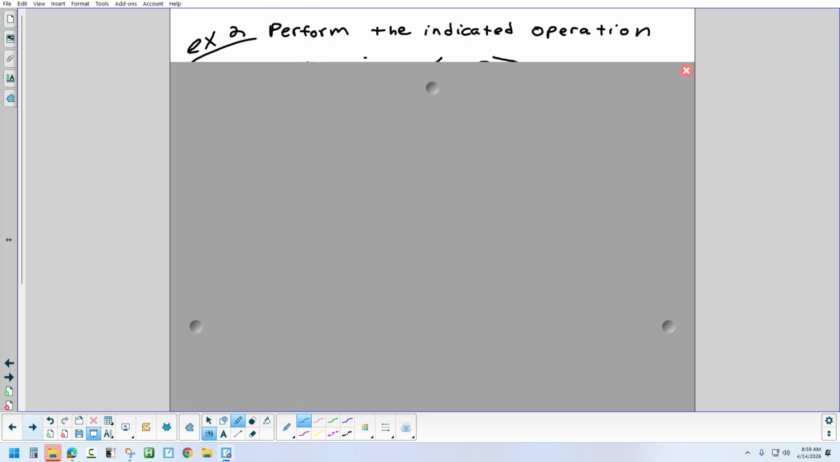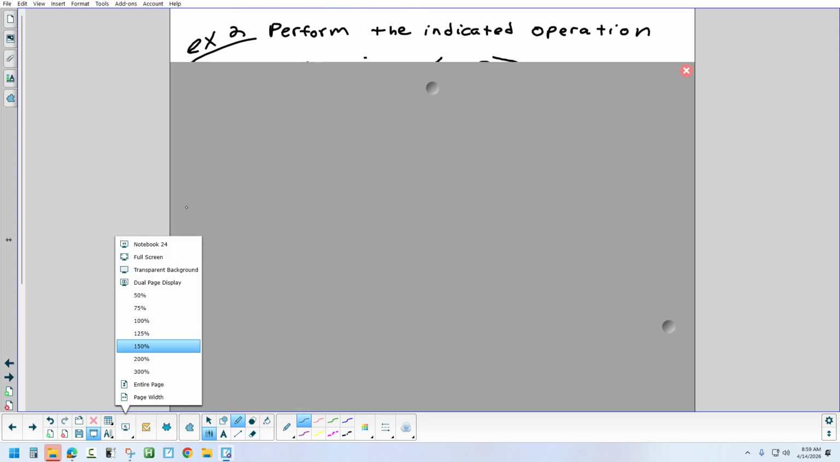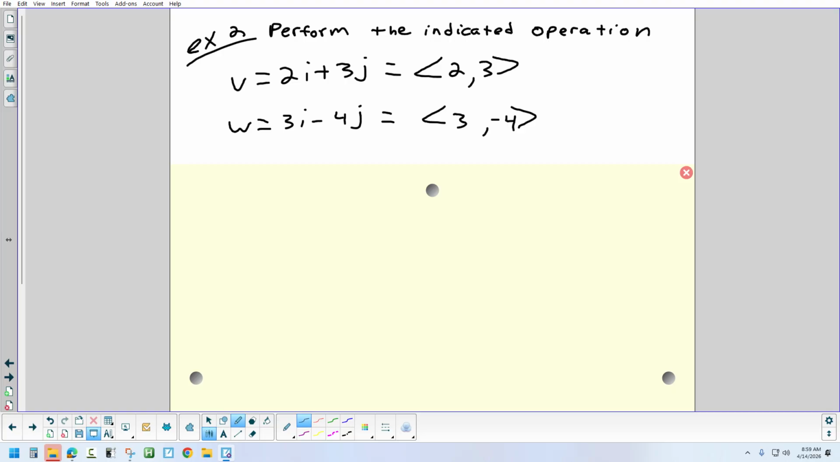Okay. So let's try some examples. I've given you two vectors in both notations, unit vector and algebraic vector. And we're going to add, subtract, scale, and do a magnitude. Do one of each. Okay, so let's try adding. Let's do it where we do the unit vector notation first, and then we'll write it in the other notation we learned yesterday after.